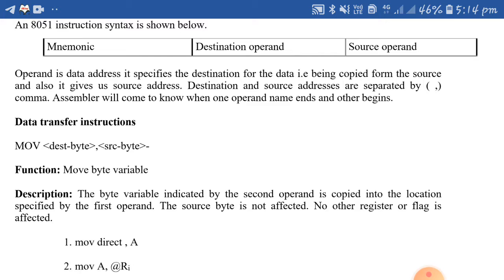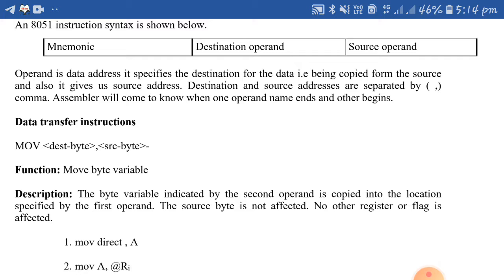The first instruction set is the data transfer instruction set, and you discussed different types of instruction sets in the last class. The first one, data transfer instructions. Here you can use MOV as a mnemonic. That means you are going to transfer the data.